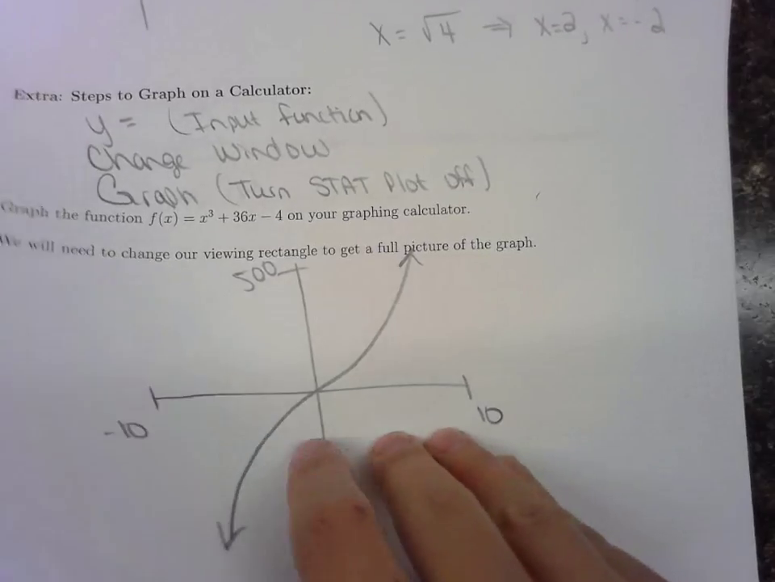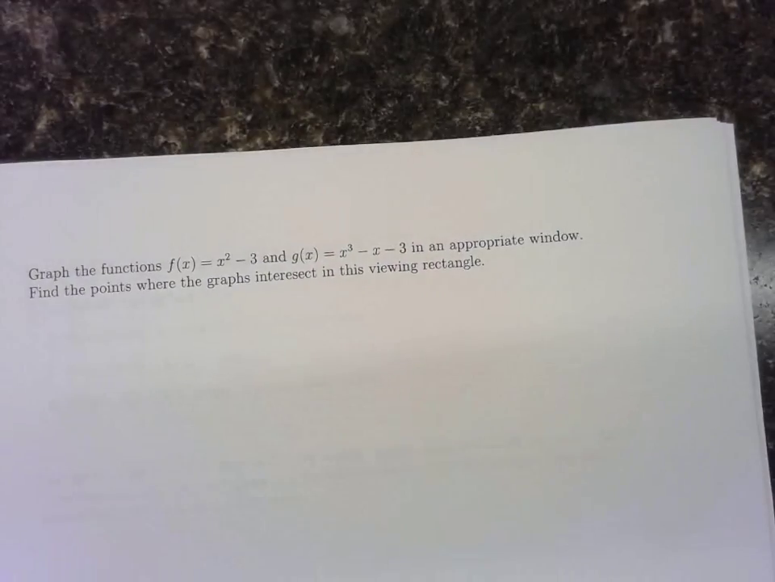Okay, page 9, we're going to do one more. It says graph the functions f of x equals x squared minus 3 and g of x equals x cubed minus x minus 3. Okay, so we're going to be graphing two functions in our calculator. And then it says find the points where the graphs intersect in this viewing rectangle.